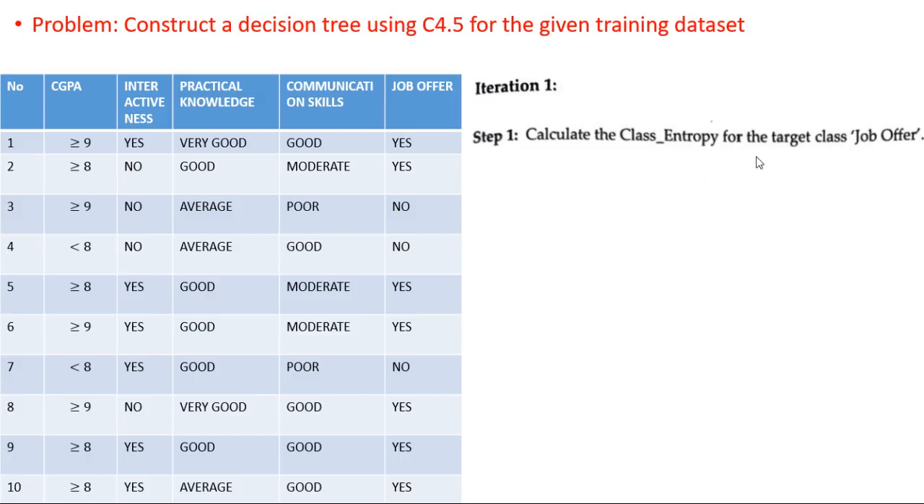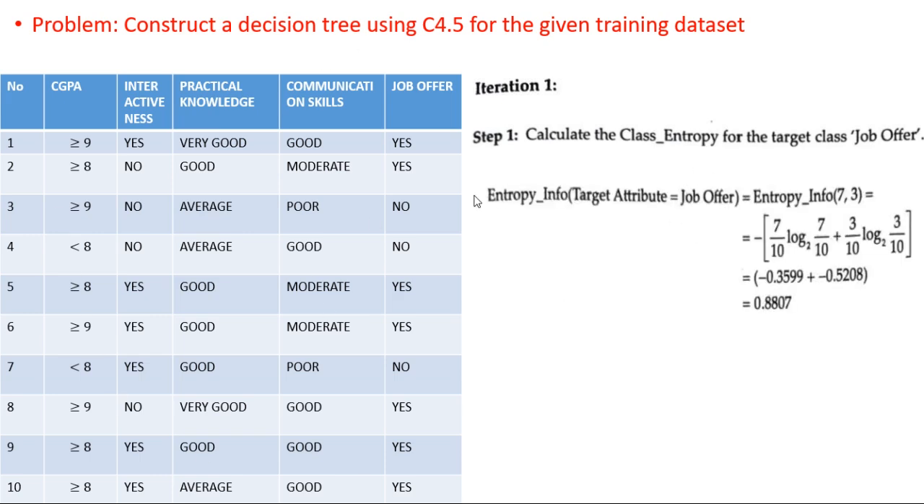So first thing is we always calculate the class entropy for the entire training data set. Right? So the entropy information for the entire training data set, that is where the target attribute is equal to job offer, the last column. So you have to check how many yes and how many no that you have. You can see that the number of yes is 7 and the number of no is 3. So we have to find entropy information for 7 comma 3. The formula is minus of 7 divided by 10, 7 plus 3 is 10, log to the base 2 of 7 by 10, plus 3 by 10 log 3 by 10 to the base 2.